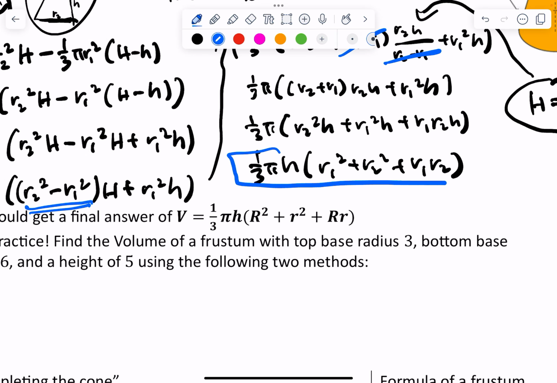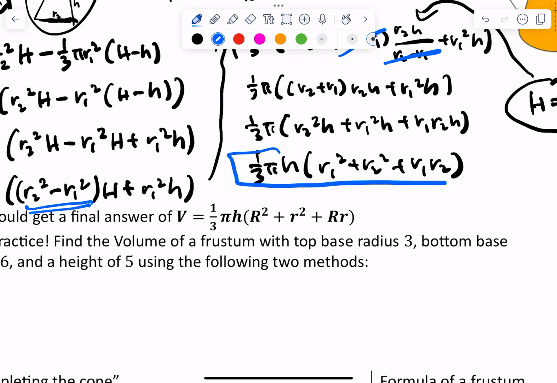So let's do some practice with this. As you can see in the proof, there are two ways really to find the formula of a frustum. The first way is through this formula, and the second way is through a method that I call completing the cone. So let's try this out with this problem. First of all, let's try to complete the cone. We are given a frustum like this, right? Or maybe I should just copy the shape over. Right, we're given this frustum.